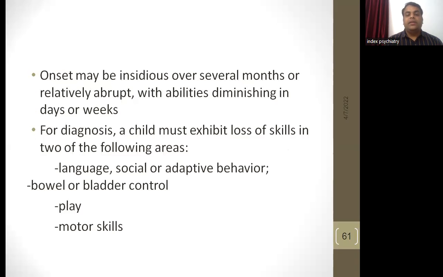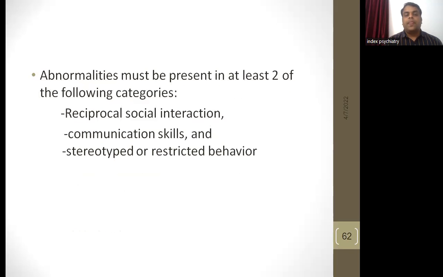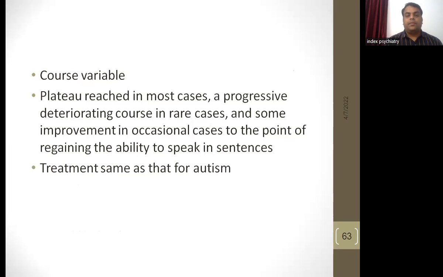Onset may be insidious over a month, and for diagnosis, a child must exhibit loss of skill in two of the following areas: language, social or adaptive behavior, bowel or bladder control, play, motor skills. Abnormality must be present in at least two of the following categories: reciprocal social interaction, communication skills, and stereotyped or restrictive behavior. Course is variable, and treatment is the same as that of autism.